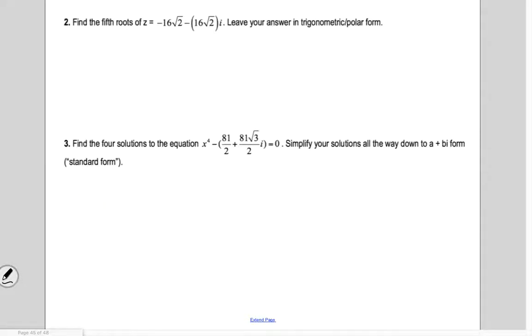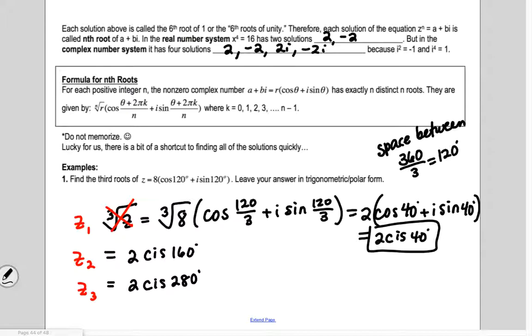All right, so next up, so fifth roots. So now I'm going to have 5 solutions. Woo, 5 solutions, whoa. So I'm going to take that 360 and I'm going to divide by 5. When I do, I know that there's 72 degrees between each one. So I got to find this first one. Okay, this one's different than the last thing, right? The last one was already in trigonometric form for us. It made it so easy for us.